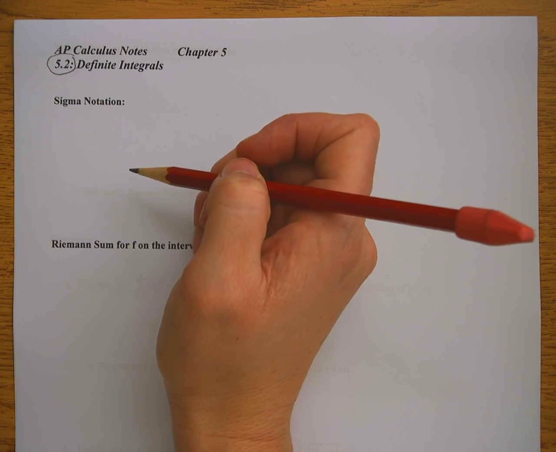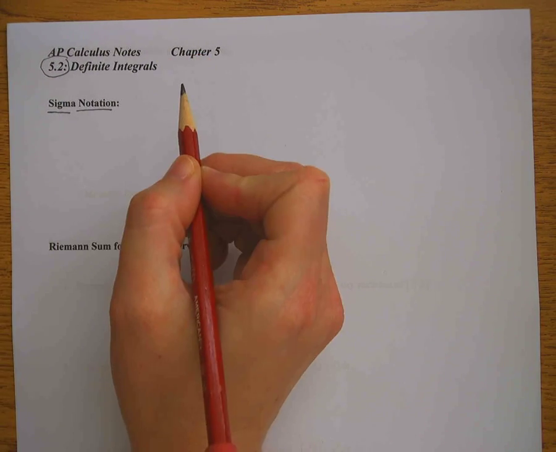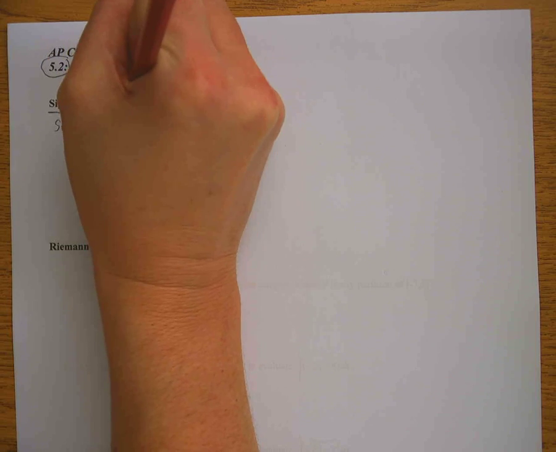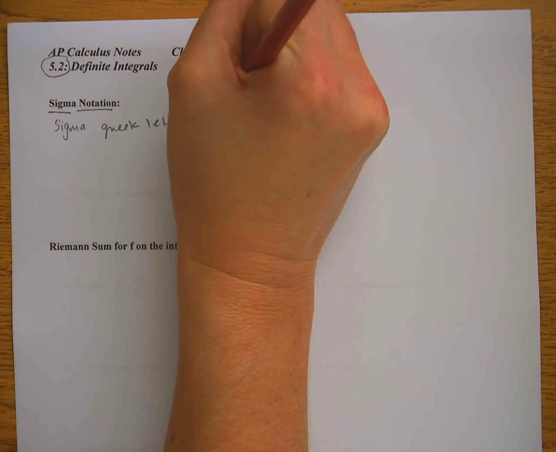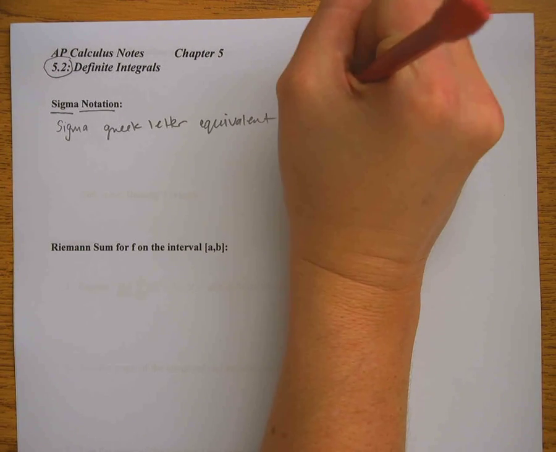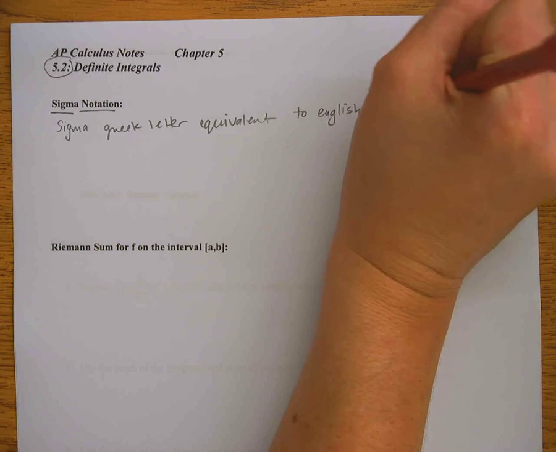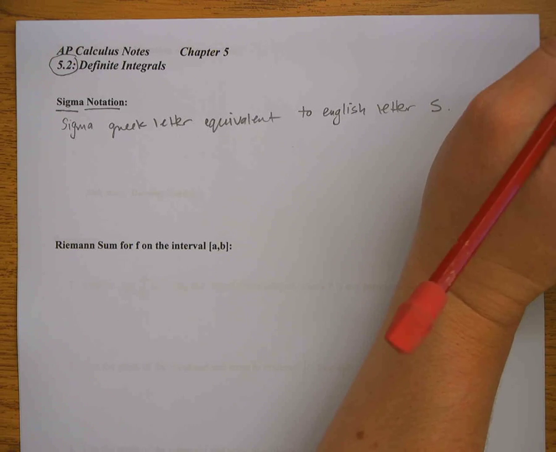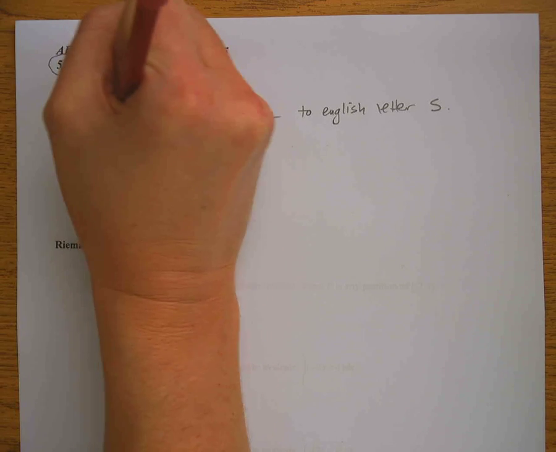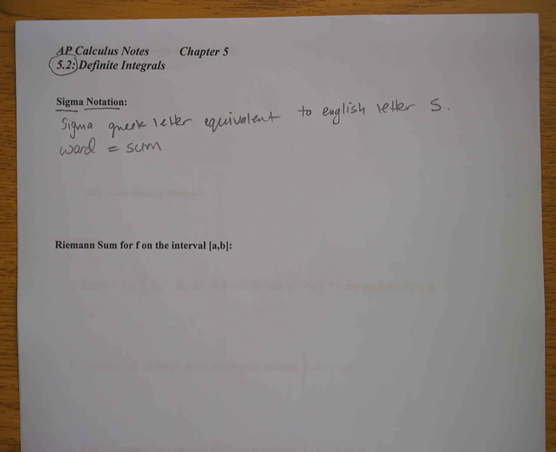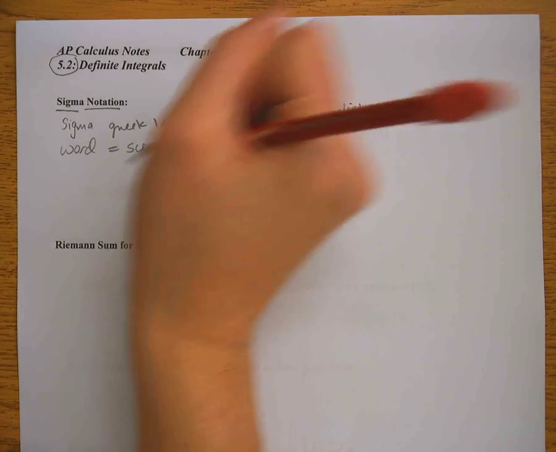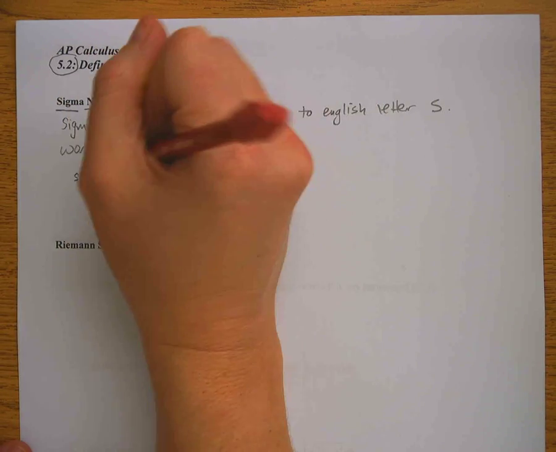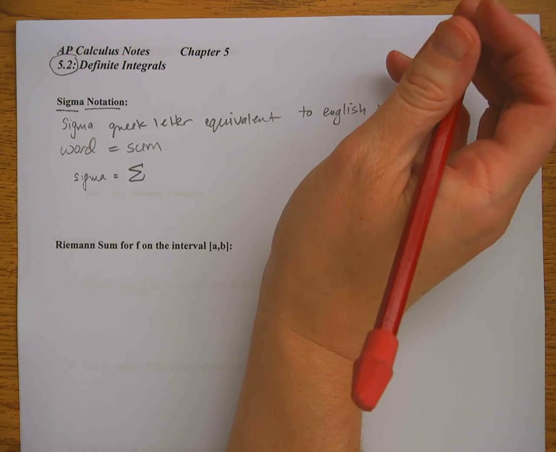So one thing I need to show you first is what's referred to as sigma notation. Sigma is basically the Greek letter equivalent to our English letter S. And it's equivalent to the English letter S because the word it stands for is sum. So that's why we're using the Greek letter S. The letter in the Greek alphabet looks like this. This is the capital sigma, anyways. And again, that's capital letter S in Greek, and it stands for sum.